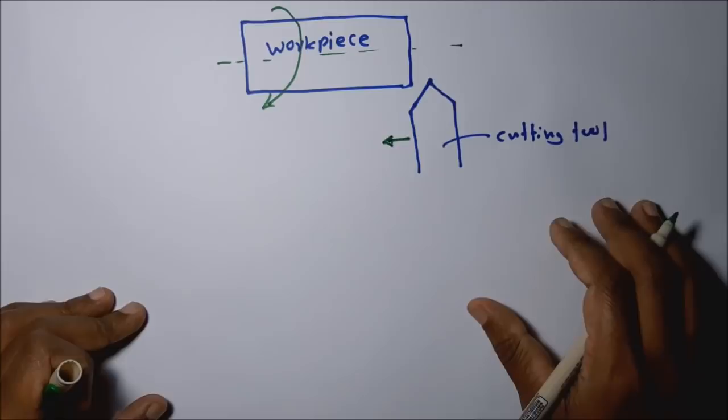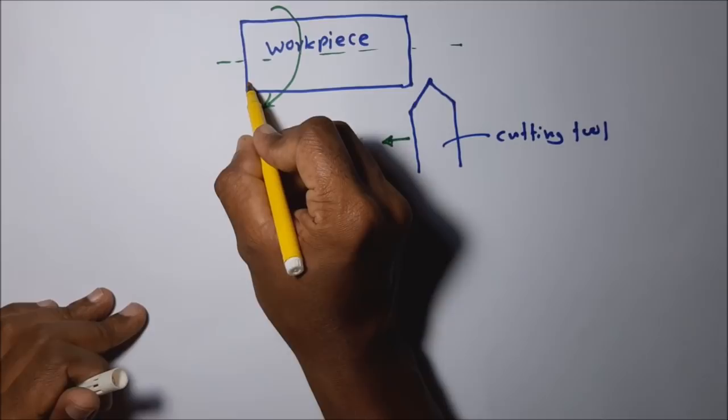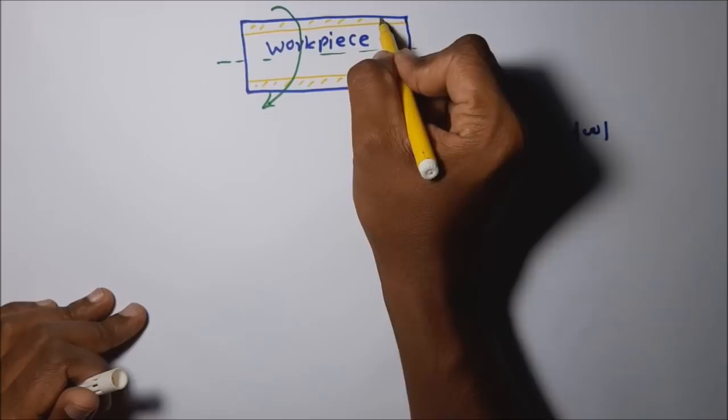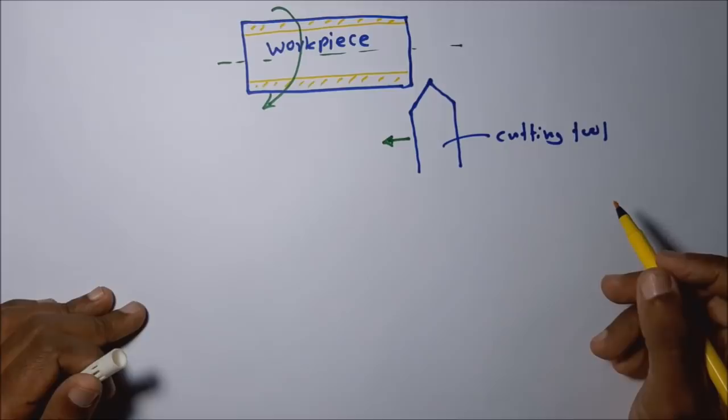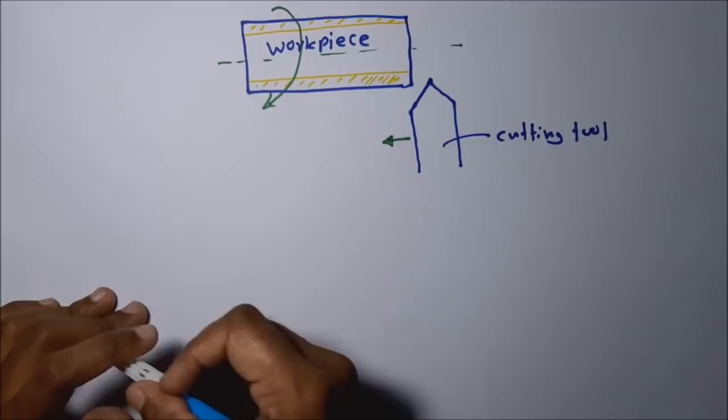In that way, what happened? When the cutting tool advances in this direction, it removes this kind of layer from the workpiece. That means it reduces the diameter of the workpiece when it advances along the rotating axis of the workpiece. In that way we can cut out this material and reduce the diameter of the workpiece. This operation is actually done on the lathe machine. This operation is called turning operation.